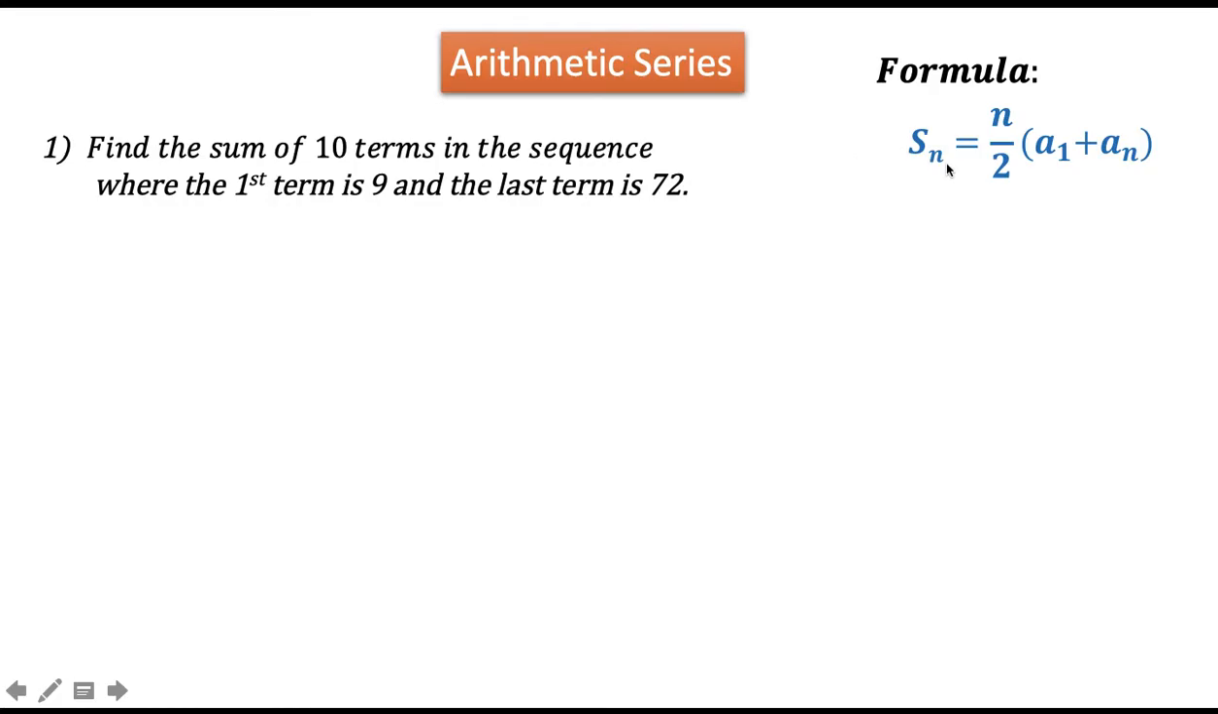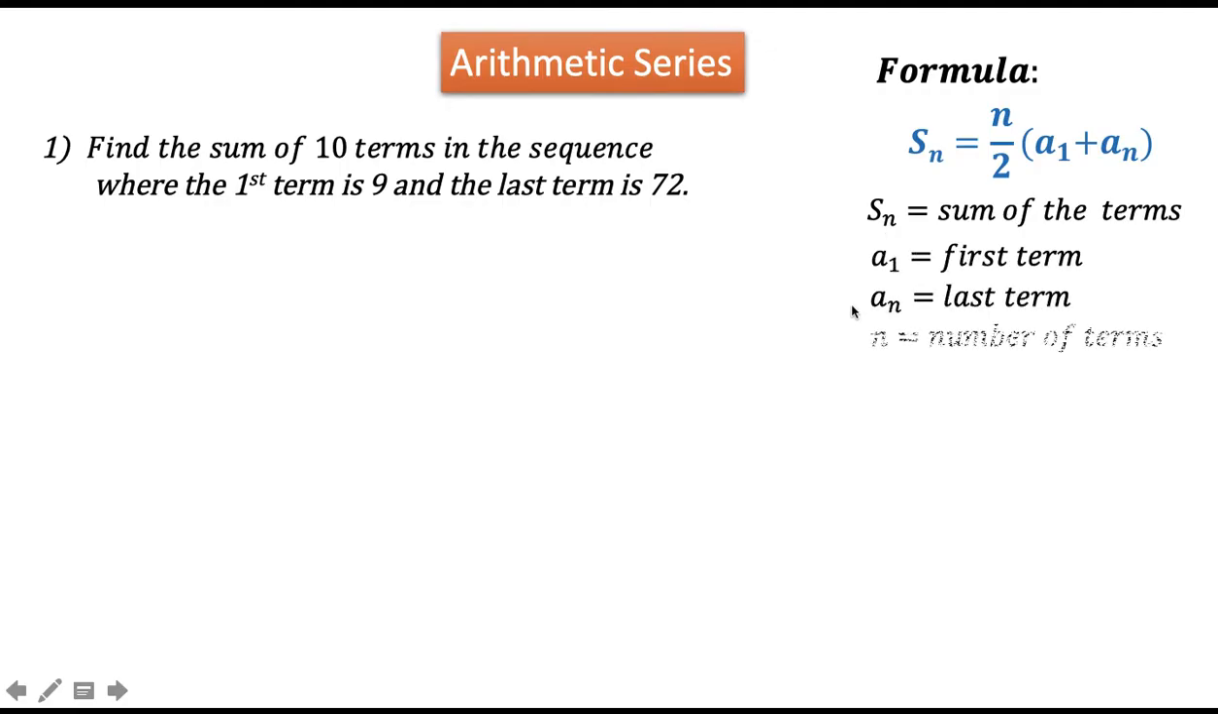And that is S sub n is equal to n over 2 times quantity a sub 1 plus a sub n, wherein S sub n represents the sum of the terms, a sub 1 is the first term, a sub n is the last term, n represents the number of terms, and d is the common difference. Let's get started. Step 1, lay down the given.